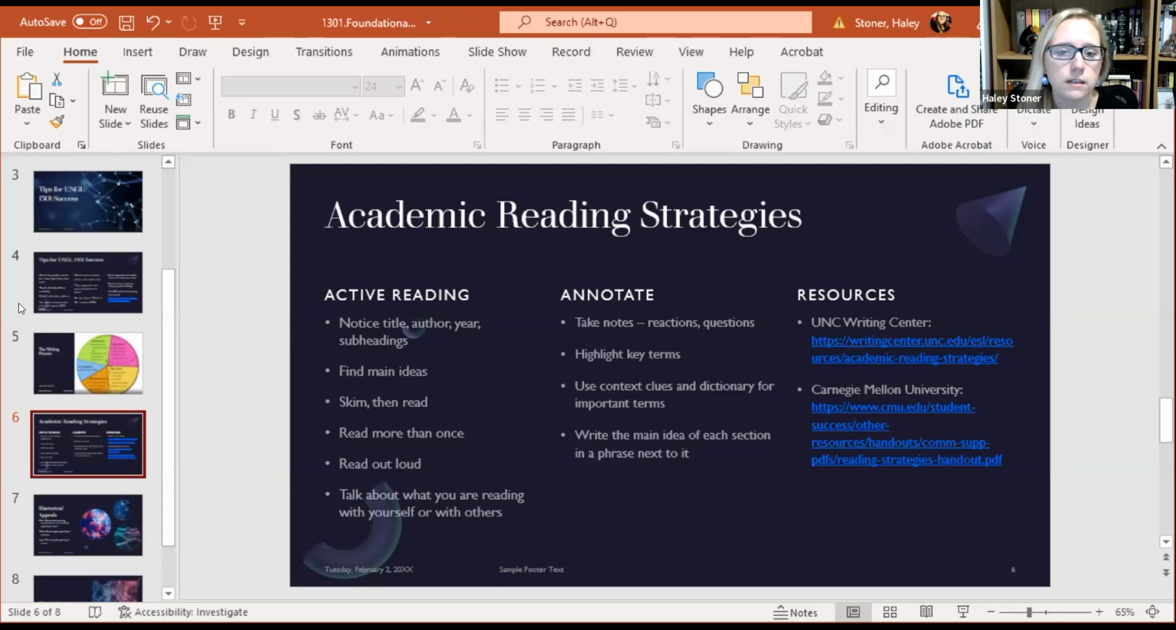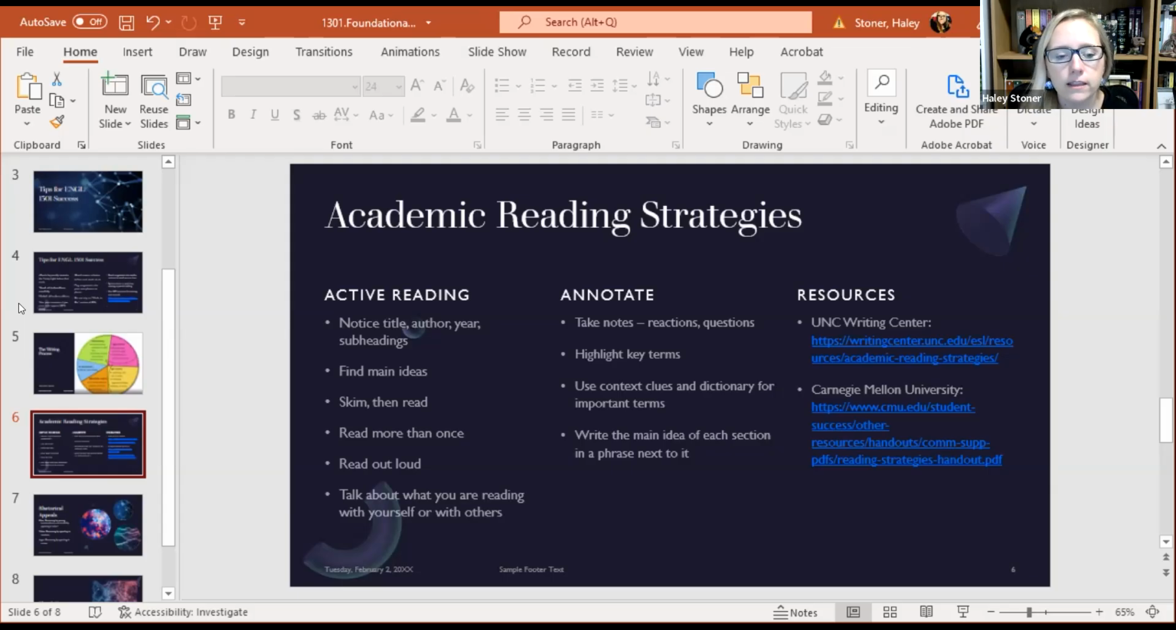Who wrote this? What year did this come out? Is it divided into sections? And what are those sections or subheadings? Try to find the main ideas of something that you're reading. So main ideas are generally going to happen at the beginning of a section, maybe the first couple of sentences, or at the end of a section, even though they can happen in the middle, but they're usually going to be at the very beginning of a paragraph or at the very end of a paragraph. So look for the major statements that are made.